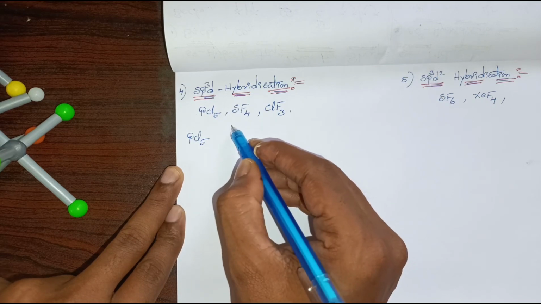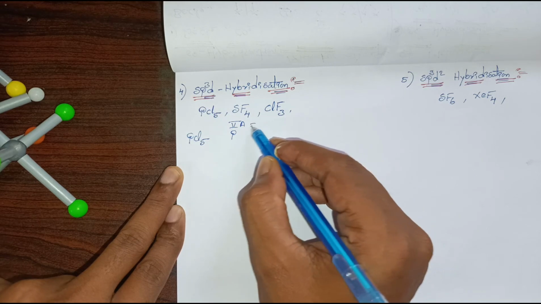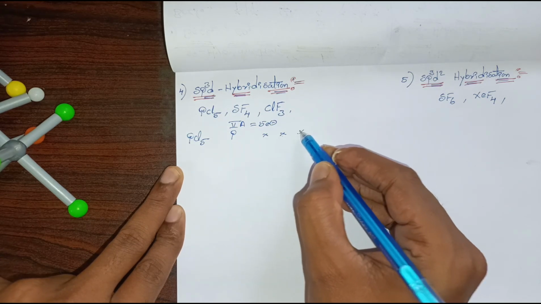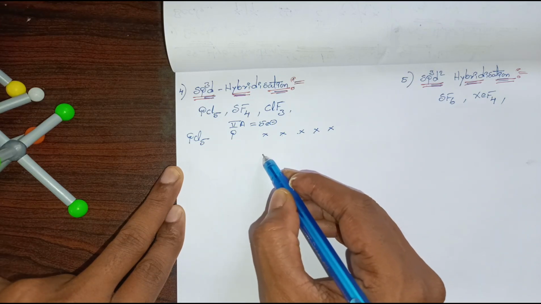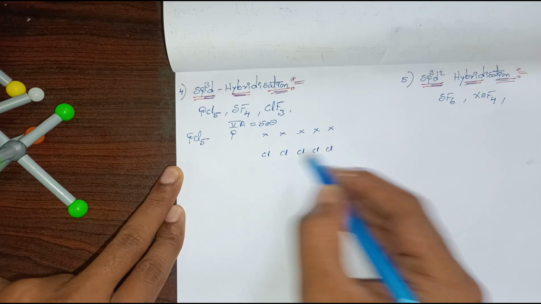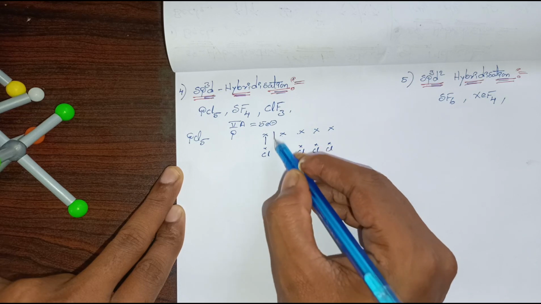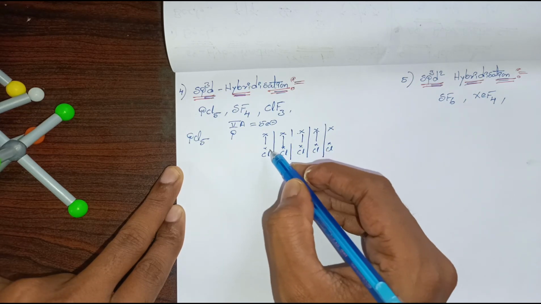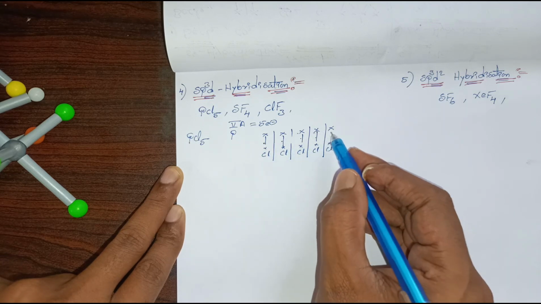Phosphorus, a group 5A element, in the nitrogen family. Five valence electrons are present: 1, 2, 3, 4, 5. Around the phosphorus, five chlorines are present. Each chlorine's valence electron overlaps with a phosphorus electron like this. Now overall, how many pairs are there? 1, 2, 3, 4, 5 pairs are there.